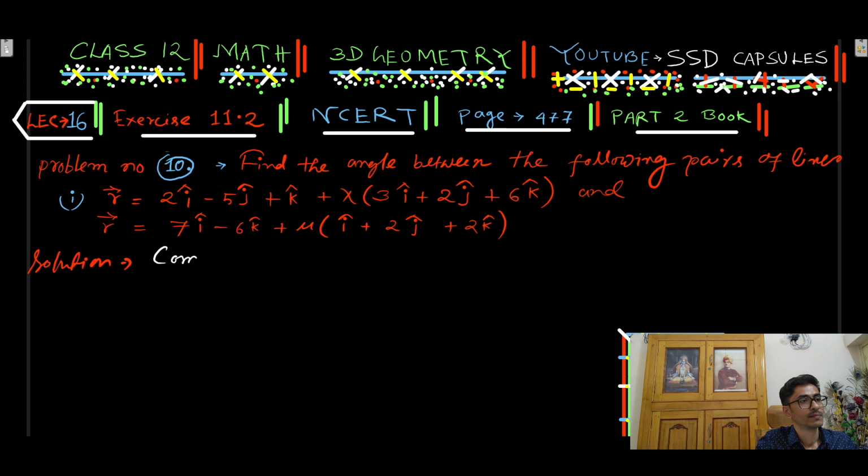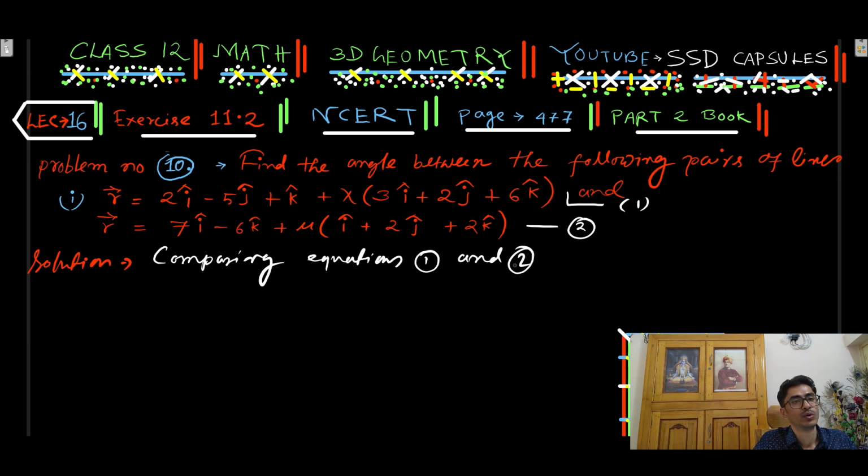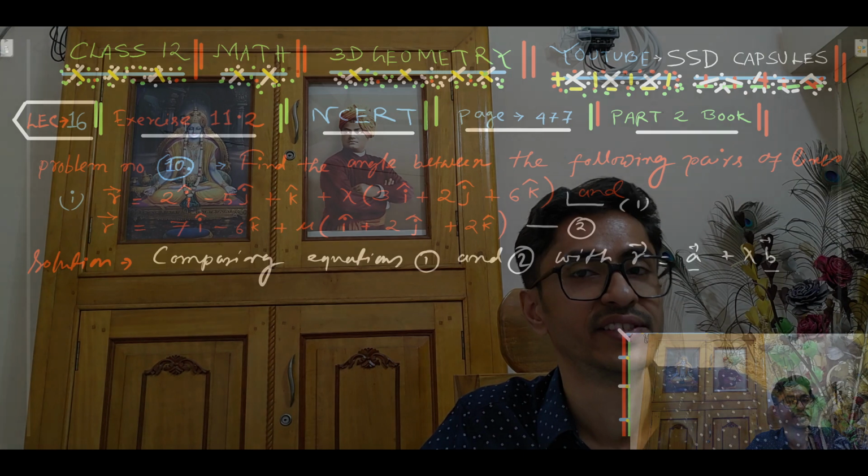Comparing, say this is equation 1, say this is equation 2. Comparing equations 1 and 2 with r vector equal to a vector plus lambda times b vector. This is the equation of a line passing through a given point and parallel to a given vector. This also we have discussed in our previous lectures, maybe lecture number 4 I think. You just search.